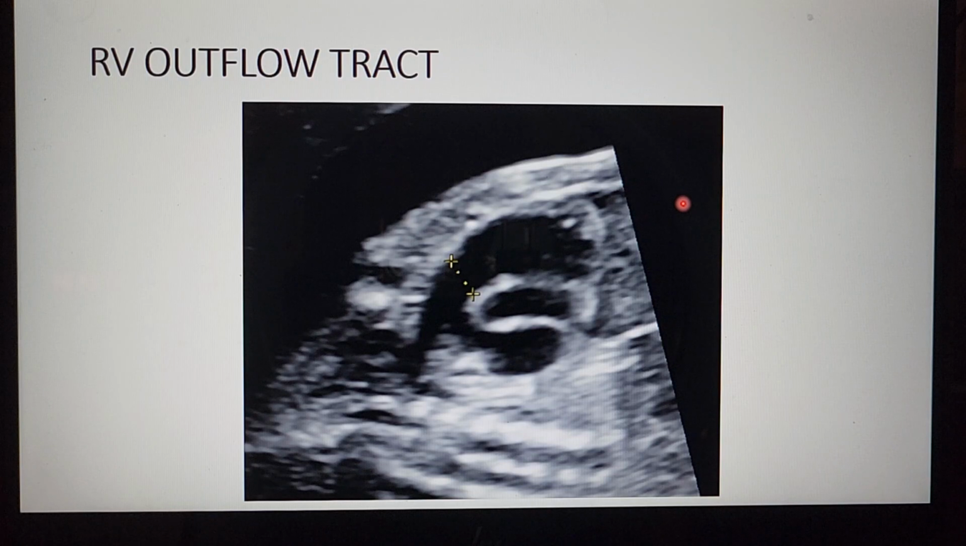Now before going into the abnormal pathology, let us look at the normal fetal echo picture of an RVOT. So here we have the anterior right ventricle. This is the mid-sagittal plane. You can see the spine posteriorly, the sternum anteriorly, and the anterior chamber is the right ventricle.